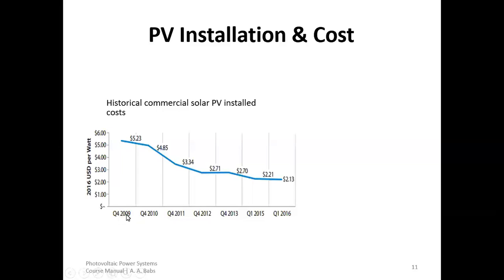And then they compared the cost of installation of PV per watt in 2009 and 2010. You can see it was this high sometime in 2009. And by 2010 or thereabout, the cost had dropped to 4.85. In 2011, it had dropped to 3.34. And then 2012 and 2013, right up to 2016 and above, where it has dropped to $2.13 per watt.